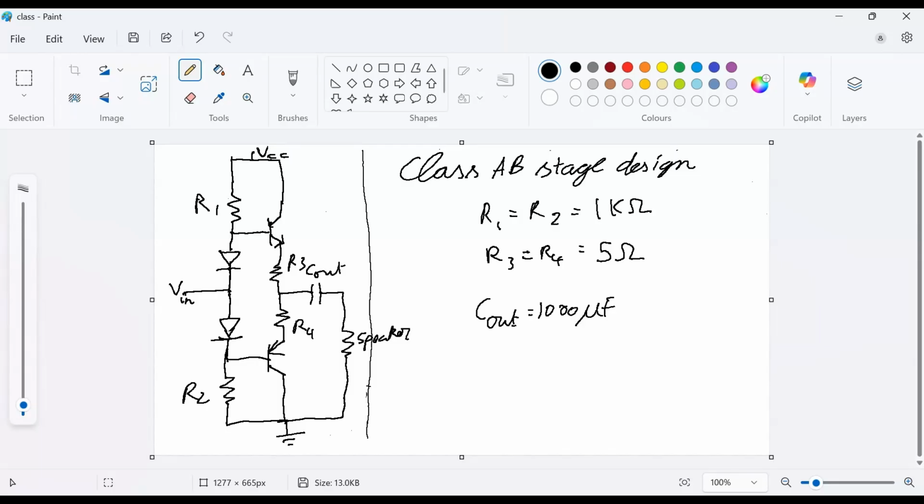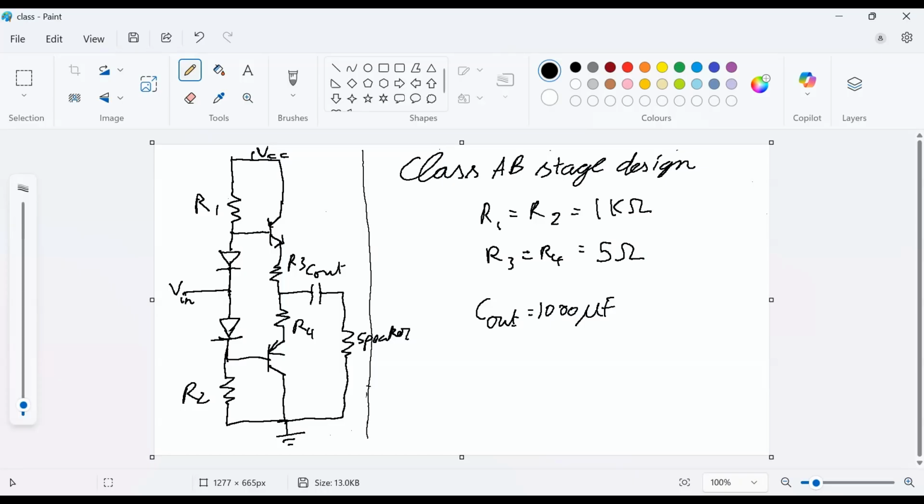For R3 and R4, I have chosen 5 ohms because these resistors are used to ensure that thermal runaway is avoided by a negative feedback effect. We can even go for smaller values like less than 1 ohm, and the minimum value that we can choose is around 0.1 ohm based on some design guidelines.